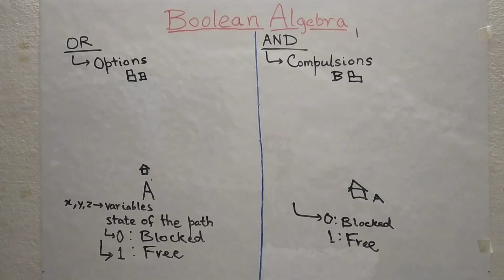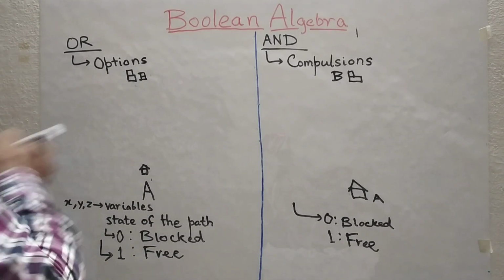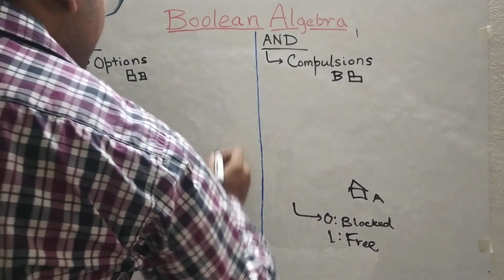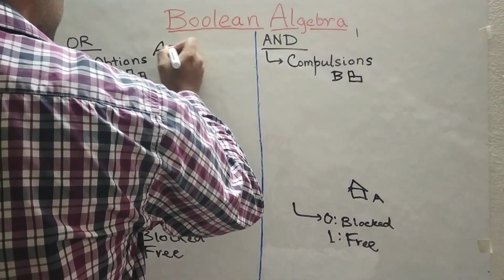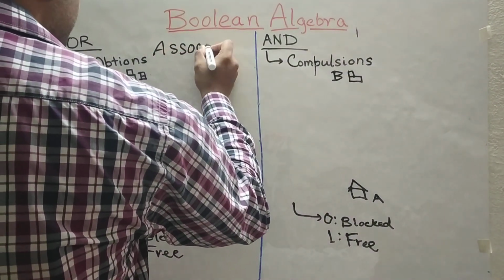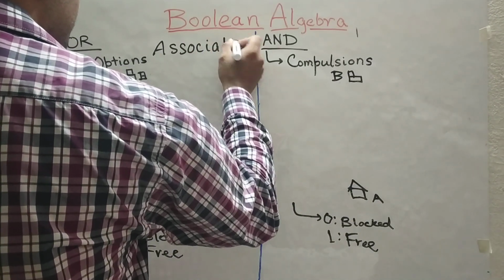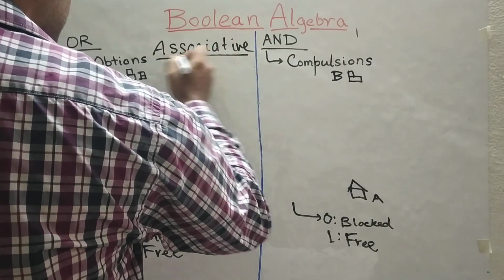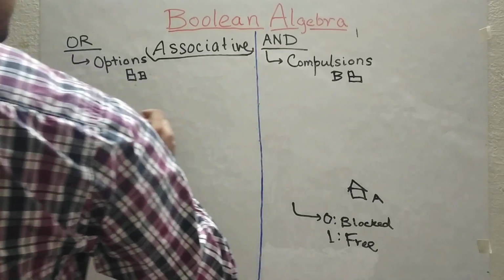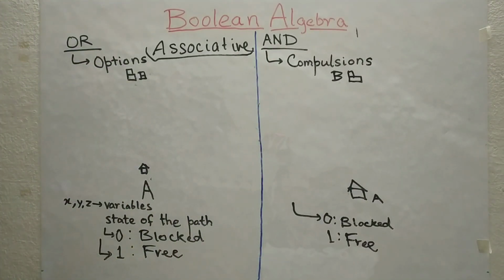Now we'll discuss the associative property. This is called the associative property that we are going to discuss. Associative property, we'll discuss in both OR and AND.